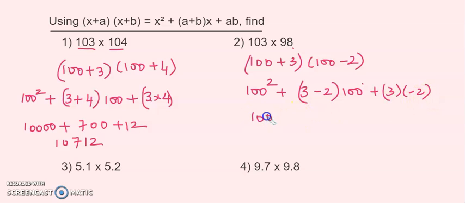This will be 10,000 plus 3 minus 2 is 1. 1 into 100 is 100 minus 6. So it's what? 10094, right? Because 100 minus 6 is 94, correct?